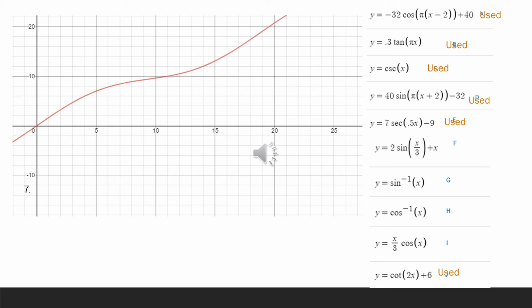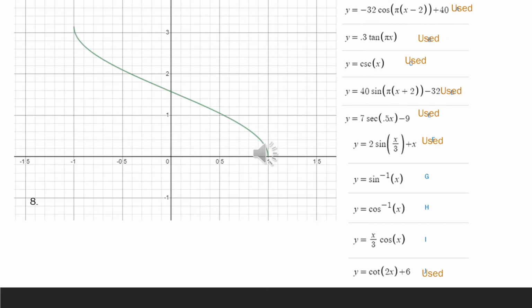Here I have a slight wave around a slanted line. So notice F has x added to the sine wave, and x is a line with slope of 1 that goes to the origin. Sine would be on the line of equilibrium at 0 unless there was a shift. So sine of x over 3 should be on the line of equilibrium at 0. The frequency is only 1/3, so I'm just getting part of a wave between 0 and 2 pi. And the amplitude certainly could be 2, so it looks like it's F.